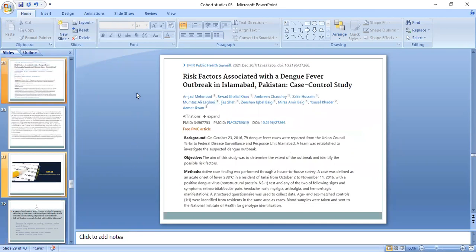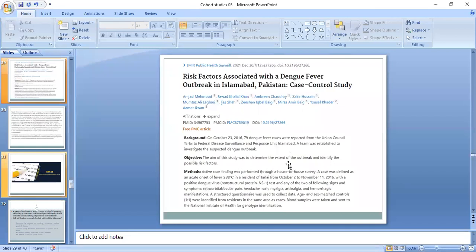The second article's title is Risk Factors with the Dengue Fever Outbreak in Islamabad, Pakistan, a Case Control Study. The background is that on October 23rd, 2016, 79 dengue fever cases were reported from a Union Council located in Islamabad. A team was established to investigate the suspected dengue outbreak. The objective of the study was to determine the extent of the outbreak and identify the possible risk factors. The methodology is that active case finding was performed through a house-to-house survey.